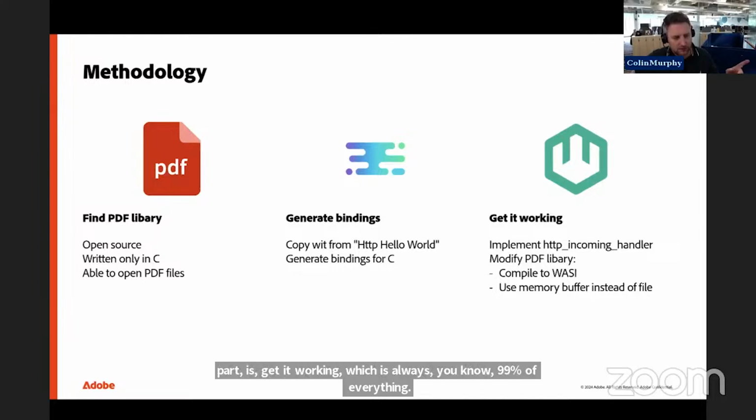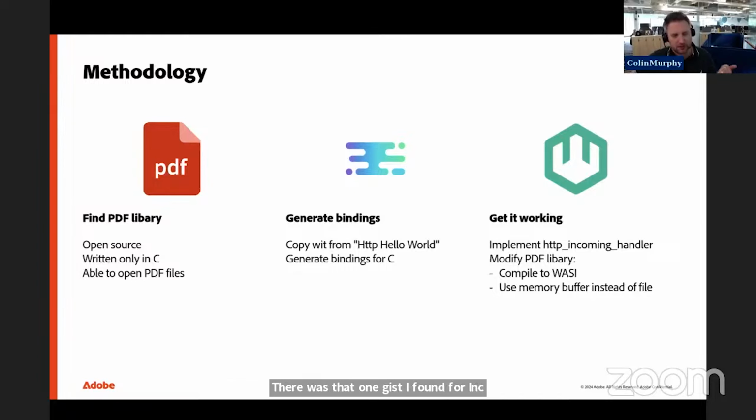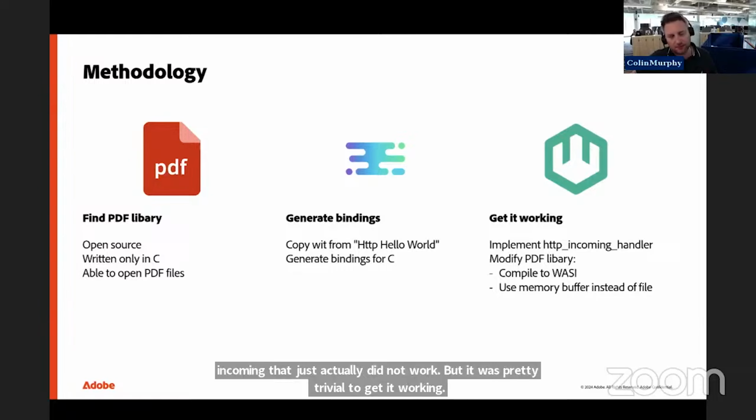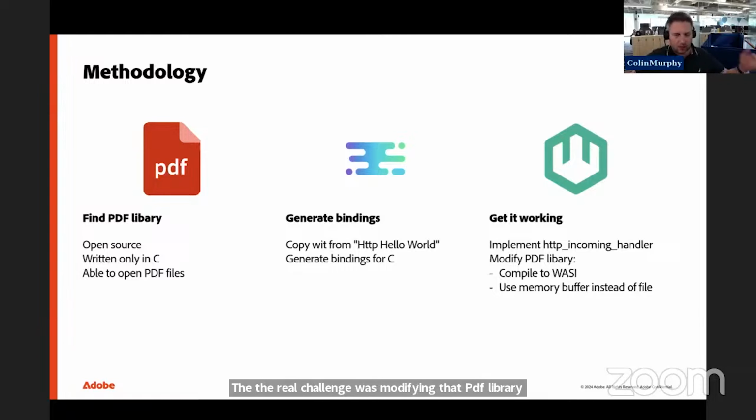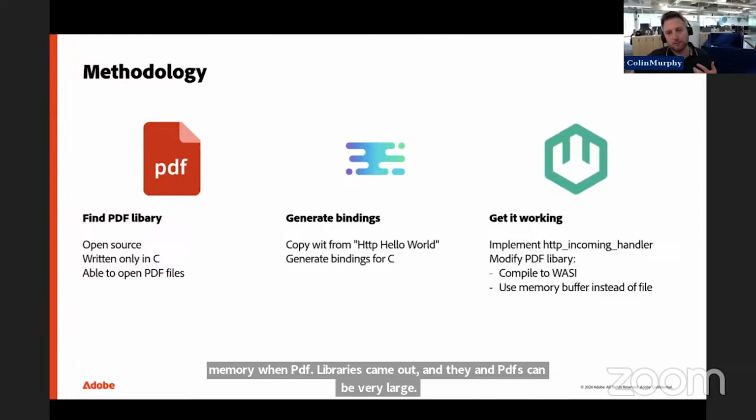There was that one gist I found for implementing the HTTP incoming handler. That example actually did not work, but it was pretty trivial to get it working. The real challenge was modifying that PDF library. All PDF libraries use file handles because it's been around for 40 years, and there wasn't a lot of working memory when PDF libraries came out. PDFs can be very large, so they're used to working with PDFs on disk.